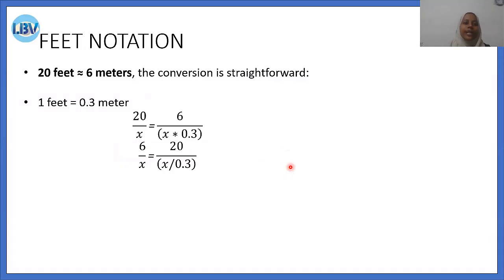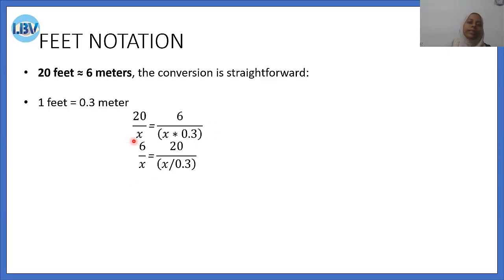Now coming to the next notation, that is the feet notation. So 20 feet is equal to 6 meters, and this conversion is very simple. We all know that 1 feet is 0.3 meter. So if 1 feet is equal to 0.3 meter, then how do we convert this 20 by something into meters? You just have to multiply the denominator of this feet notation by 0.3. So it will give you the answer in meters.